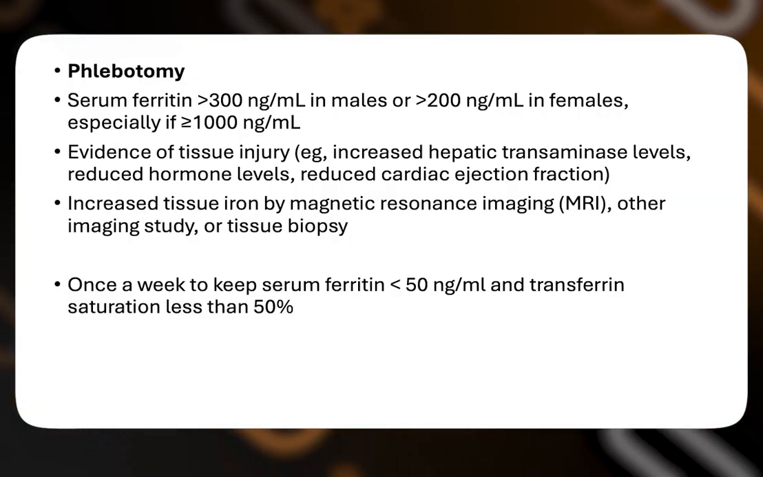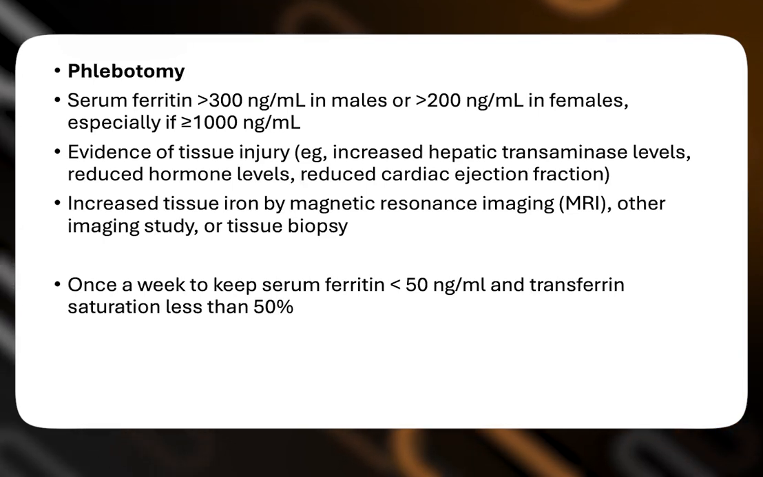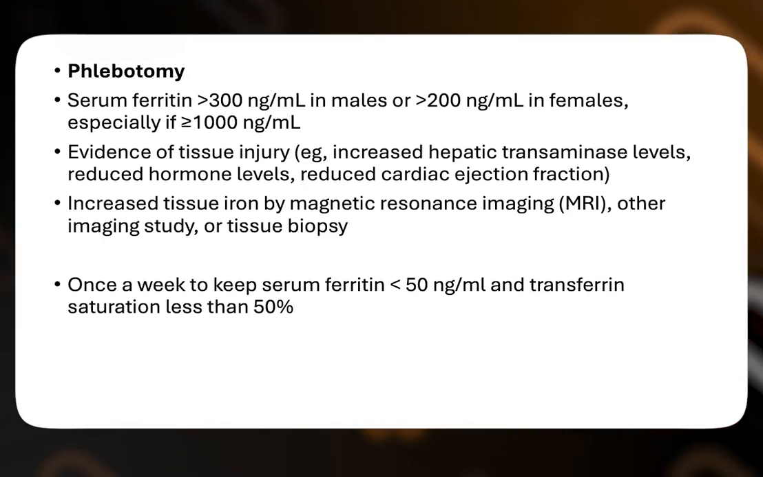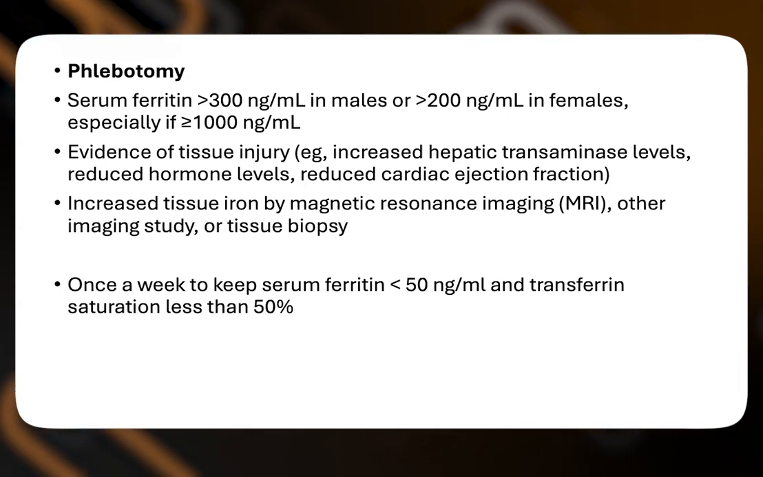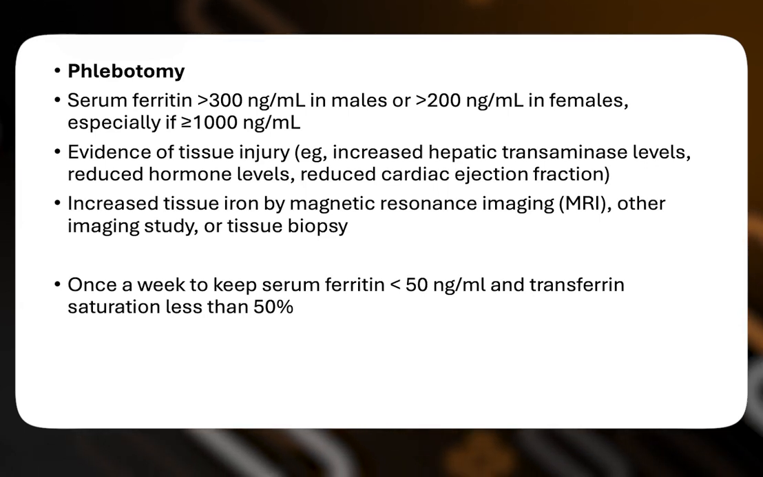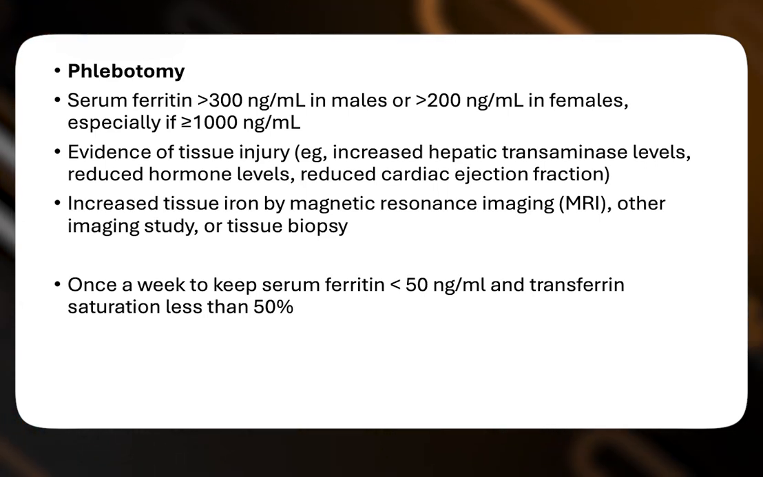Generally, it takes 6 to 7 months to go down to this level. And then you can reduce the frequency of phlebotomy and keep monitoring, like once a month, and keep monitoring for organ damage and reaccumulation of serum ferritin. So this is about phlebotomy.